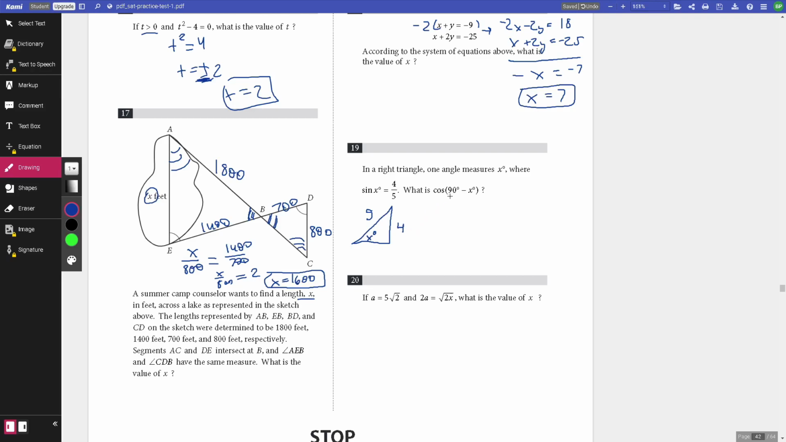And what is the cosine of 90 minus x? Well, this is a right triangle, and we know that the sum of the angles in a triangle equals 180 degrees. So minus 90, we already know. So this angle here is 180 minus 90 minus x degrees. So that simplifies to 90 minus x degrees. So this corresponds to 90 minus x degrees. And so that means that the cosine is adjacent over hypotenuse. It's the same thing.